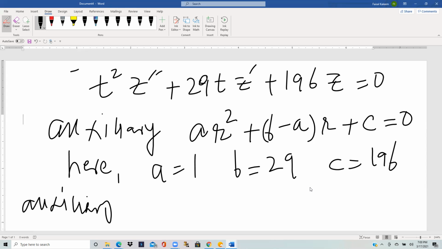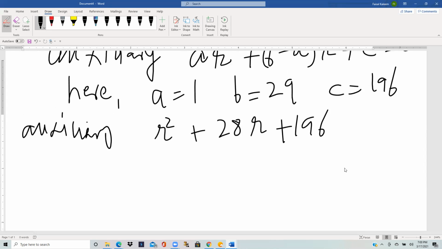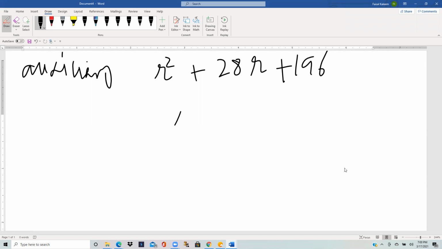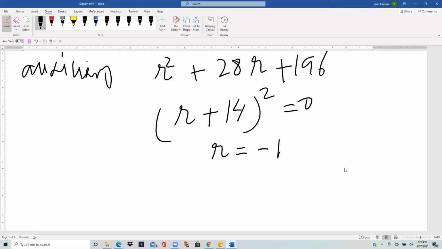So the auxiliary equation would be R² + (b − a)R + c. So b − a is 29 − 1, which is 28. And now this one is the complete square of (R + 14). So R is negative 14. Now, if you don't spot that this is a complete square, you can use the quadratic formula and you will only get negative 14. So that means it's a repeated root.